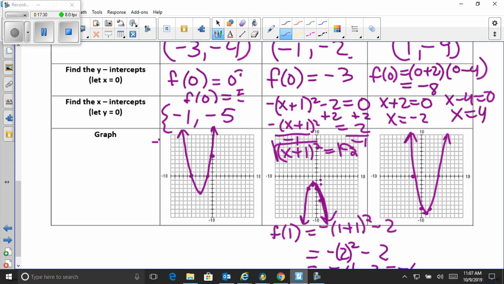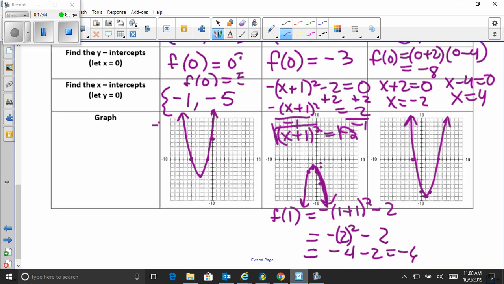Now, that's method 1, which is finding the vertex, finding your y-intercept, finding your x-intercepts, graphing. If you don't have x-intercepts and you need to generate some more points, the best thing to do is to just plug in some points on either side of that vertex.